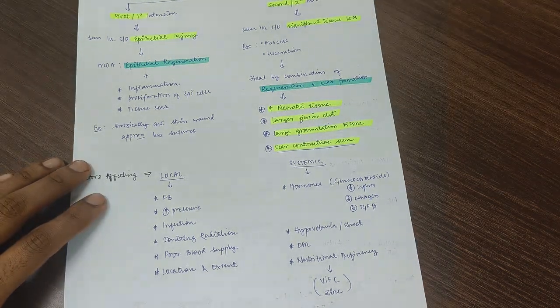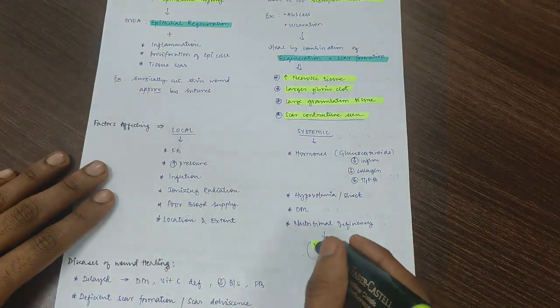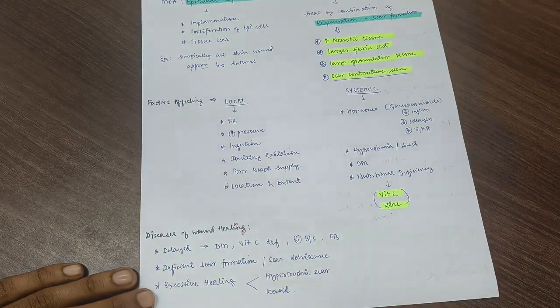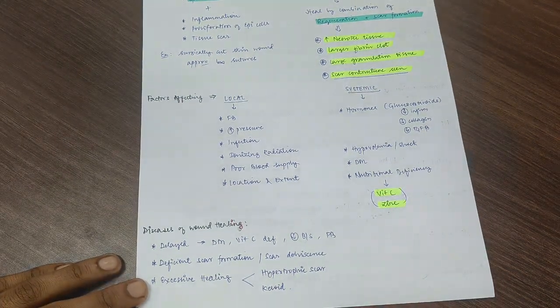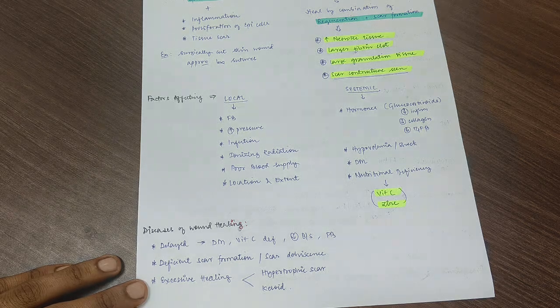Then hypovolemia or shock. Then diabetes mellitus and nutritional deficiency like vitamin C and zinc. Vitamin C and zinc are very important. What are the disorders of wound healing? Disorders of wound healing are like delayed healing because of diabetes mellitus or vitamin C deficiency. There is decreased blood supply and foreign body precipitation in that particular area.